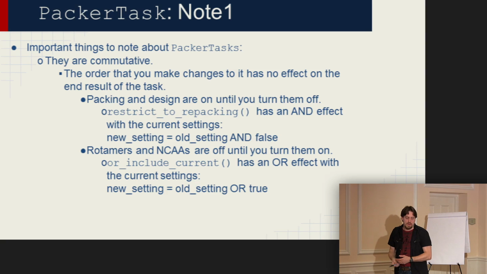Rotamers and non-canonical amino acids and other extensions of the things you can pack with are turned off until you turn them on. So most of those functions have an "or" in front of them. You'll notice that it isn't just include current, it says or include current. And that has an or effect. So if the old setting was false, we are not going to include the current position of our rotamers. Then we're going to or that with true, and our new setting is going to be true. Does that make sense? It's kind of a strange thing when you look at it this way, but that's really what's going on.